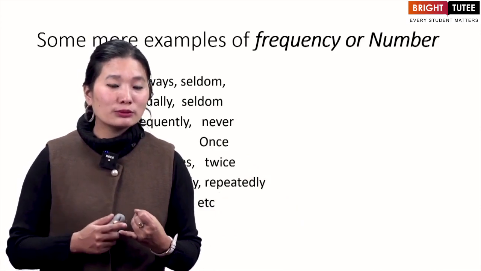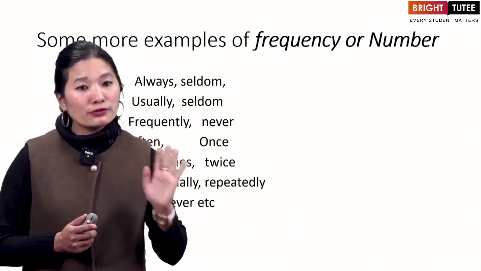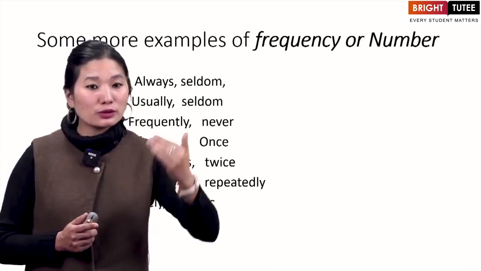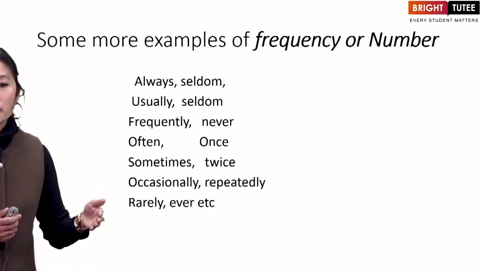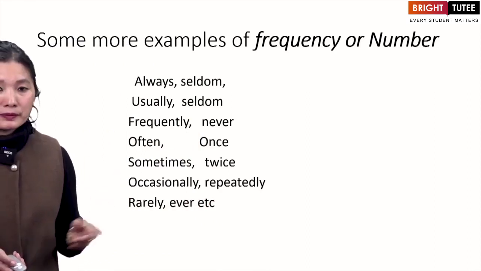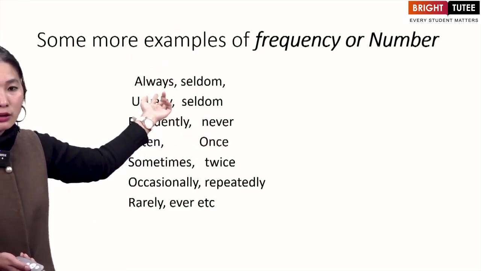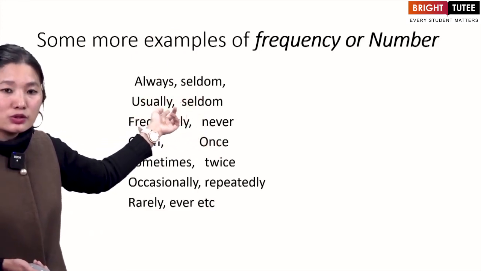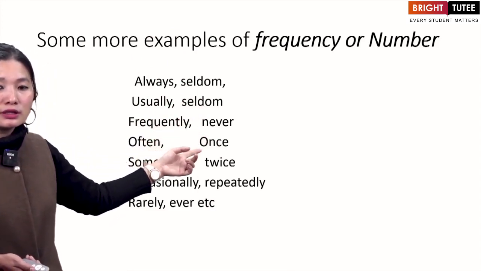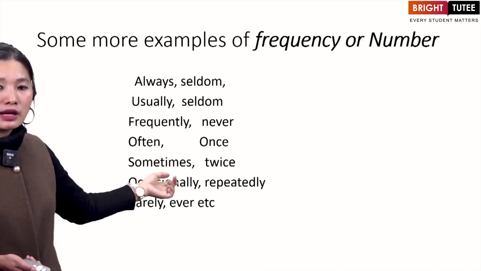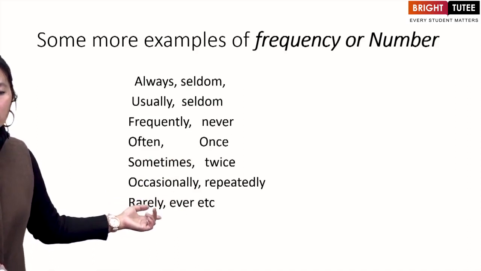Okay, we have one more to be discussed, but before going to that, I want you to be sure if you have understood or not. If you have not, you can quickly have a look at your textbook also, because through your textbook it's going to help you understand it better. Repeat these examples again once after me. Always, seldom, usually, frequently, never, often, once, sometimes, twice, occasionally, repeatedly, rarely, ever, etc.